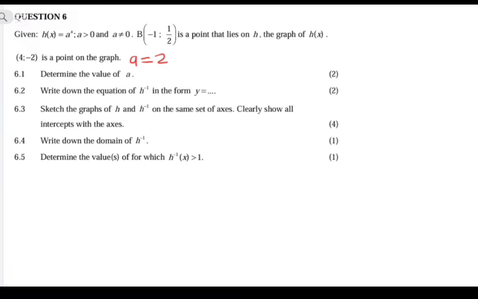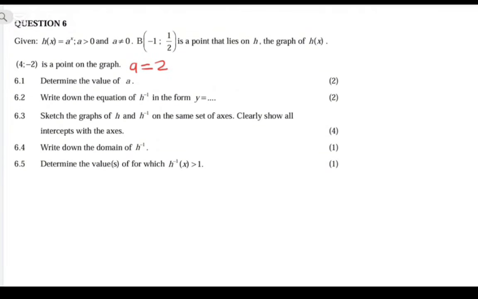So the next question says, determine, write down the equation of h of negative 1 in the form of y. This is an inverse. They are looking for the inverse of what? Of h of x. How can we find the equation? It's very, very easy. Since we know that h of x, actually let me just put this, our h of x is the same as 2 to the power x. Perfect.